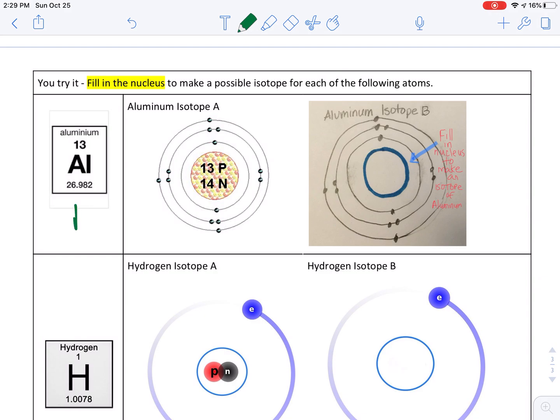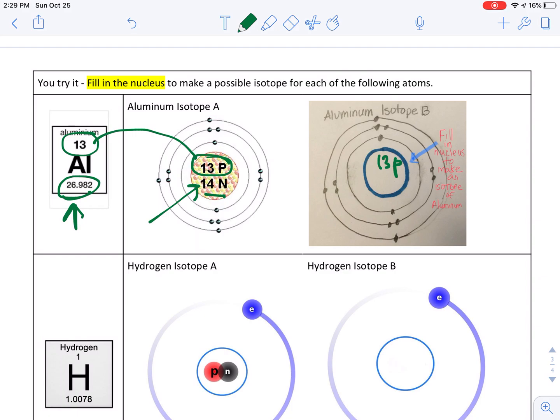I see the periodic table square for aluminum, and I see an aluminum isotope A here with 13 protons and 14 neutrons. Remember, the 13 matches the atomic number. And all aluminum atoms always have 13 protons. So I'm going to put 13 here. Now this atom in the A side again has 14 neutrons. And incidentally, 13 plus 14 is 27, and that gives you the mass. That's a little more than the average mass here of 26.9. But some atoms of aluminum have a different number of neutrons.